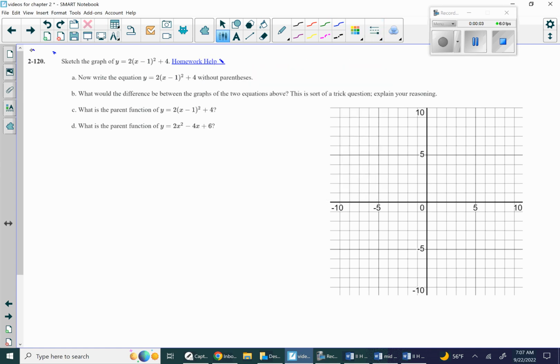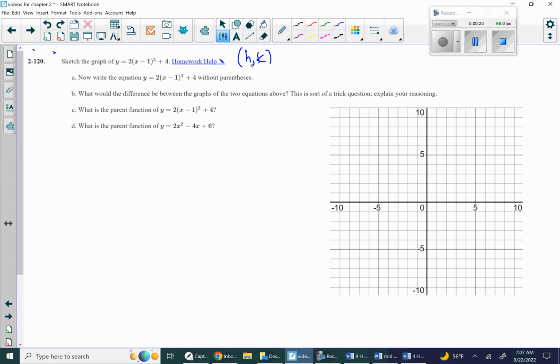CPM Math 3, problem 2-20. We're being asked to sketch this particular graph, and we look at it and immediately should recognize that it is a quadratic function and that it's going to form a parabola. And we should look for h and k, and we should look for a growth rate and begin there.